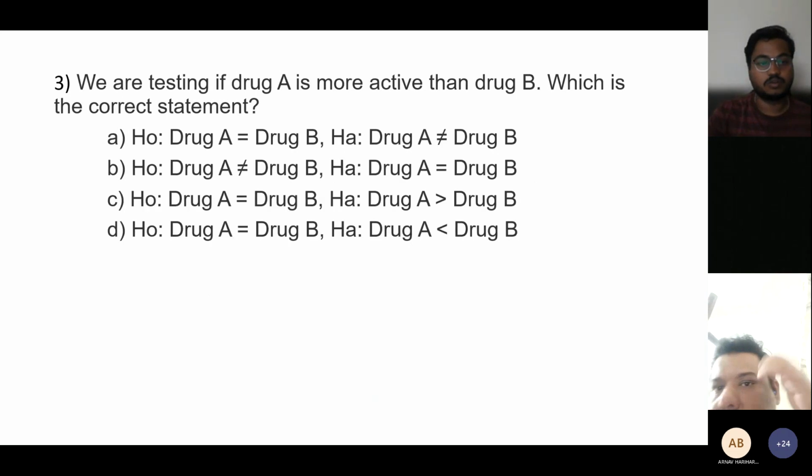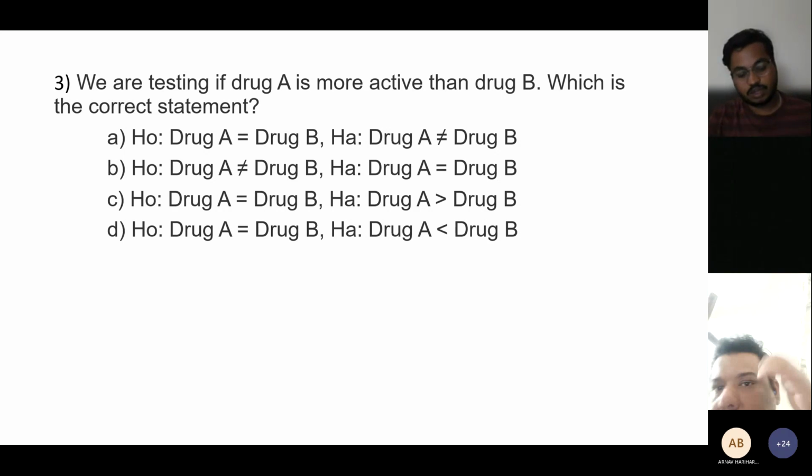Right. So we were on the third question. We'll continue from here. So we are testing if drug A is more active than drug B. So we need to pick out a statement out of all these which is correct.